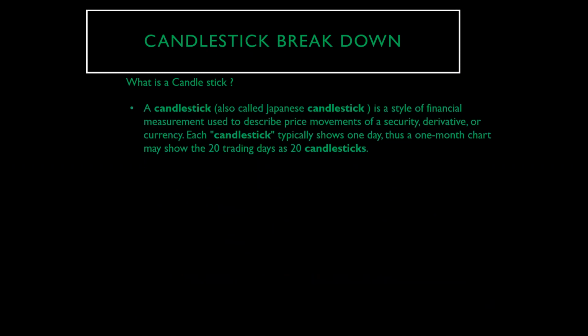First up, we're going to have our candlestick breakdown. We'll be taking a look at what is a candlestick. Now, a candlestick, also known as a Japanese candlestick, is a style of financial measurement used to describe price movements of a security, a derivative, or a currency. Each candlestick typically shows 1 day, thus a 1 month chart may show 20 days of trading, 5 days in a week, 4 weeks, or also 20 candlesticks.